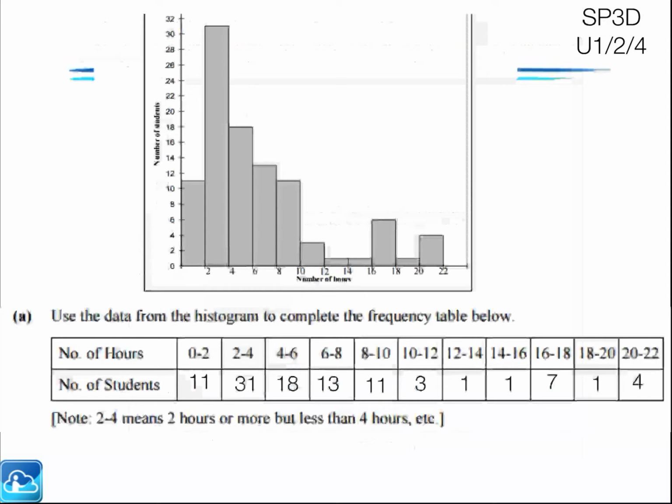So that's the first step. The next thing we have to be able to do is to actually draw our own histogram.